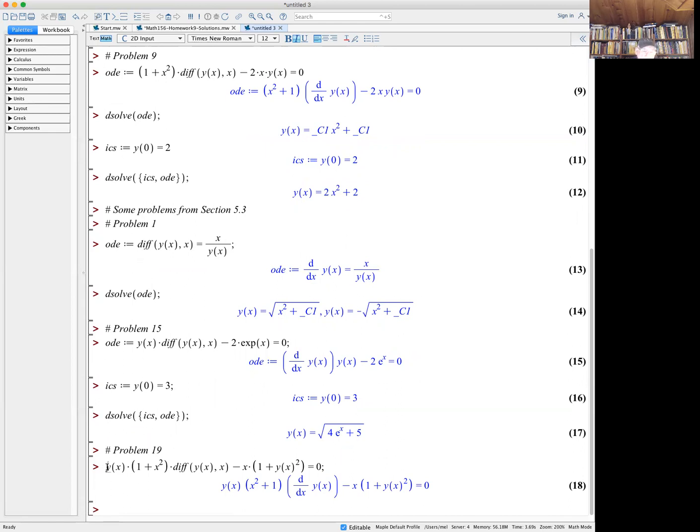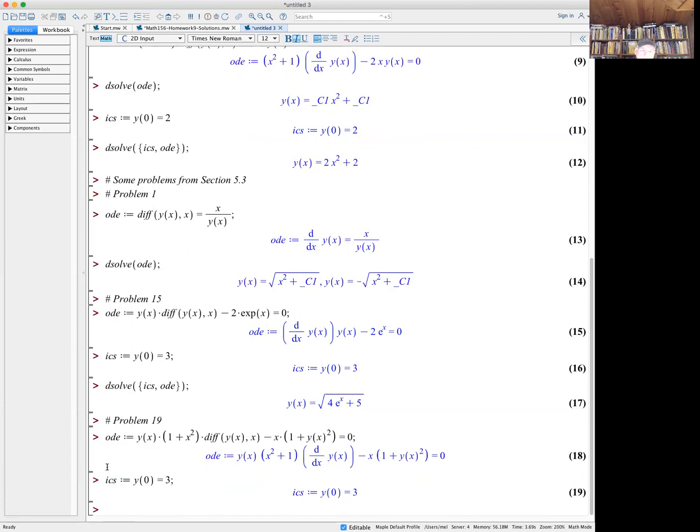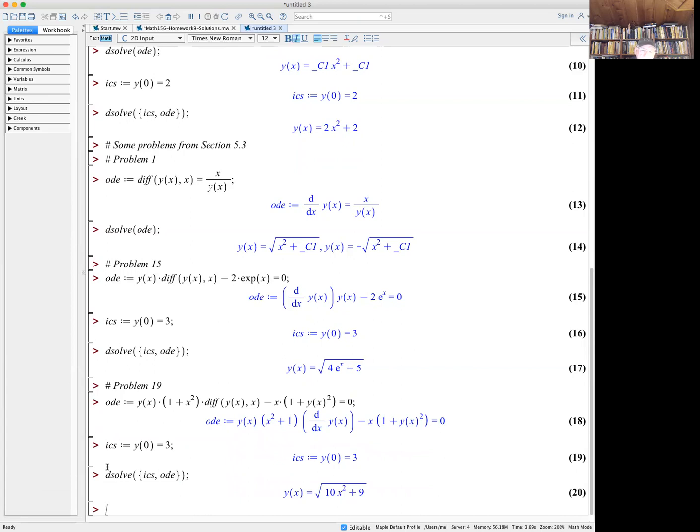Oops. So I should call this ODE. That's my differential equation. And the initial condition, well, there's really just one, y of 0 equals the square root of 3. And now solve the differential equation with this initial condition. That's the answer. And again, how do you check? Well, you can check by hand. Just differentiate this, plug into this equation, do the algebra, and see that it works.